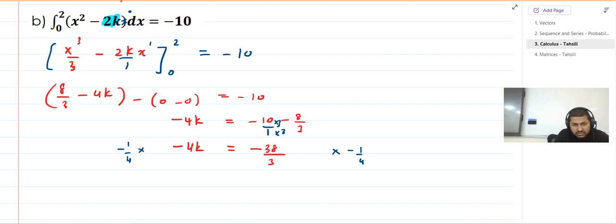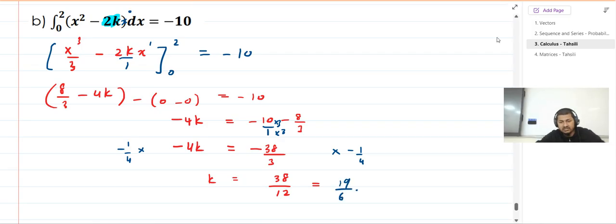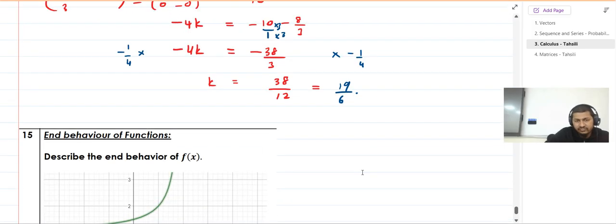So I've got k is equal to, negative and negative is fine, right? So that's positive. So I've got 38 over 12. Now what is 38 over 12? We can divide it by 2, divide by 2, so I get 19 over 6. And that's my answer. That's 3 and 1/6, right? 19 over 6 or 3 and 1/6. I hope you guys understood that.